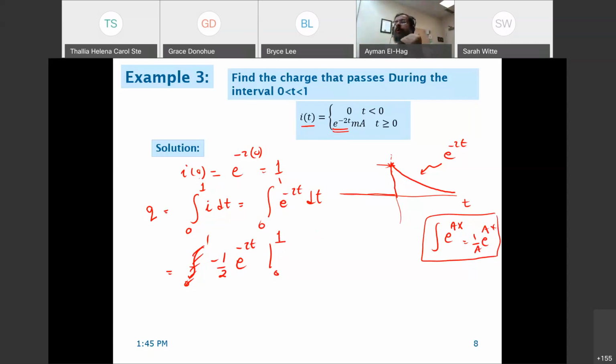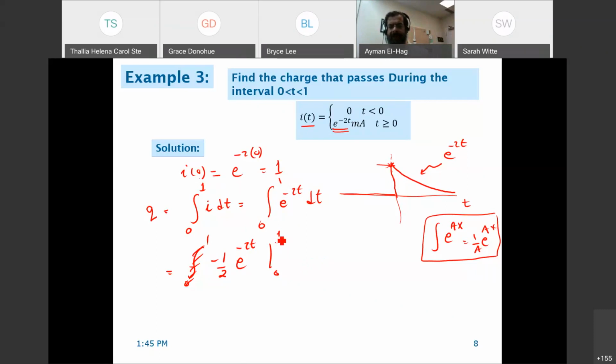Later on, when we talk about the capacitors and the inductors, which will be after the midterm, then we will come back to these things. But in the first part of the course, I don't expect you to be asked a question like this in the exams. This is just to give you an idea.